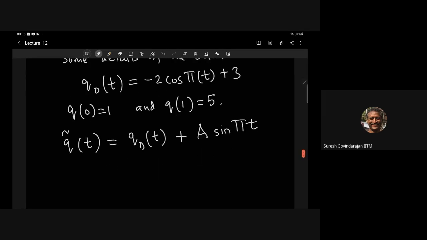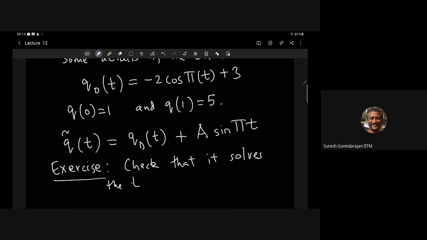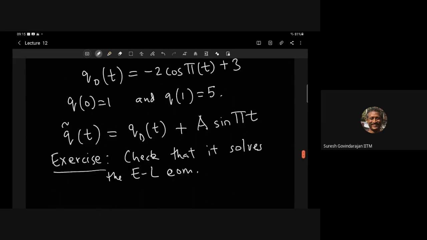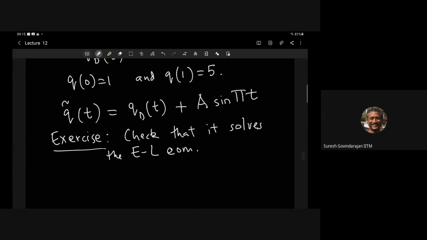Okay, you can check, exercise. Yes, sir. Right? So you can check that it solves the Euler-Lagrange equation of motion. And the boundary condition it satisfies because this thing, sine pi t, vanishes at 0 and 1. So what we get is A is unfixed. Okay, so is that correct? Right, sir. Okay. Yes. But the interesting thing is now you compute the energy.